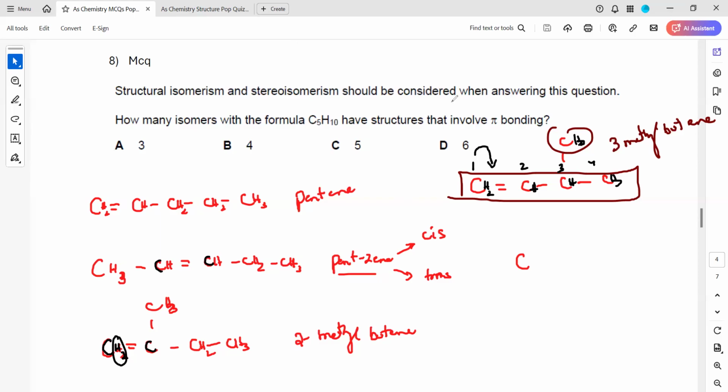Now we change the position of the double bond. We make it to second and the branch. So branch will be here. So this will be CH3, this will be CH3, this will be CH, and this will be CH3. Now, is it clear?